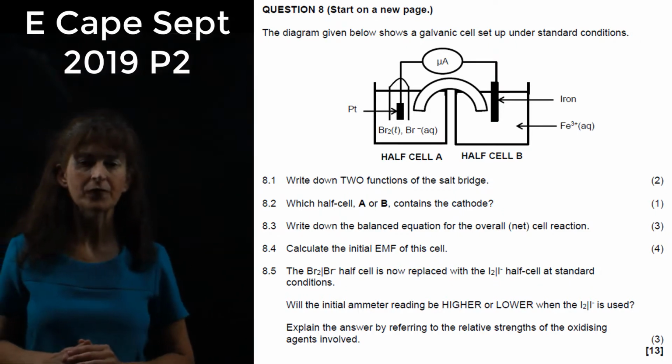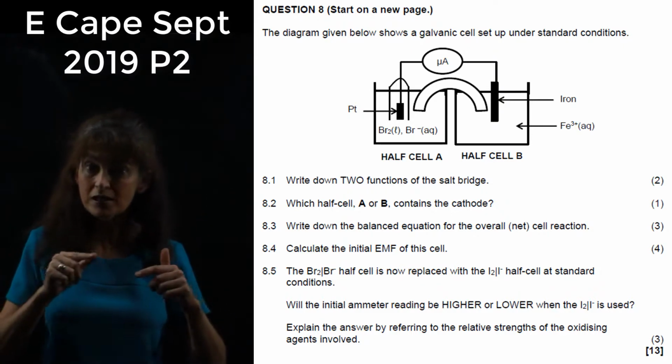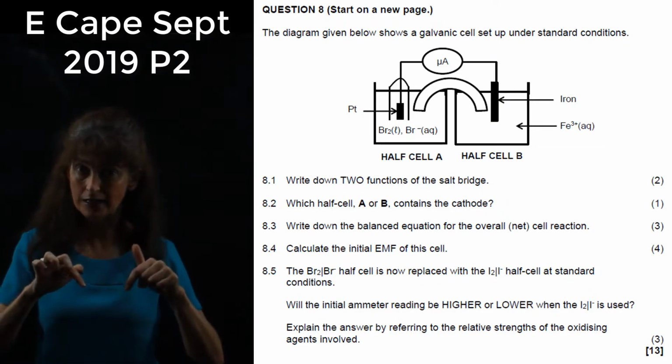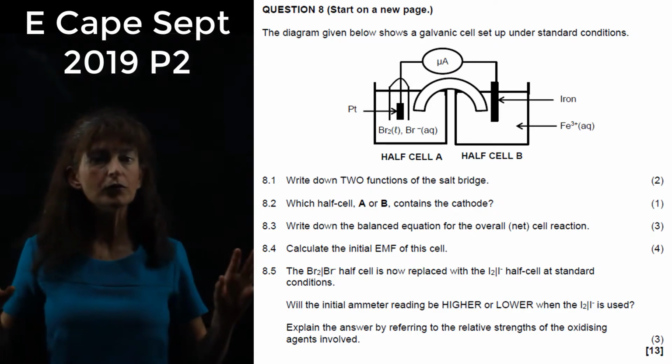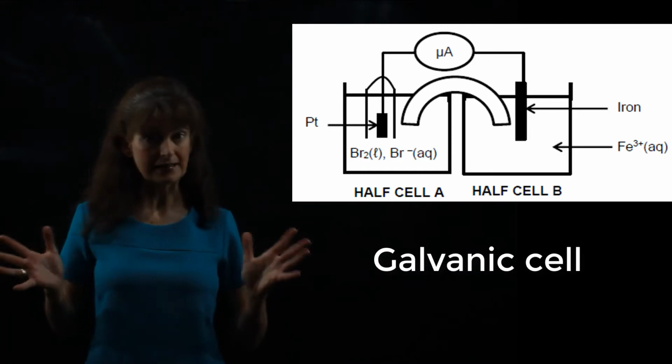It's question 8. What you should do now is pause the movie. If possible, download the question from the link that I give below, and then work through it yourself before continuing with this movie. So we can see that this is a galvanic cell.